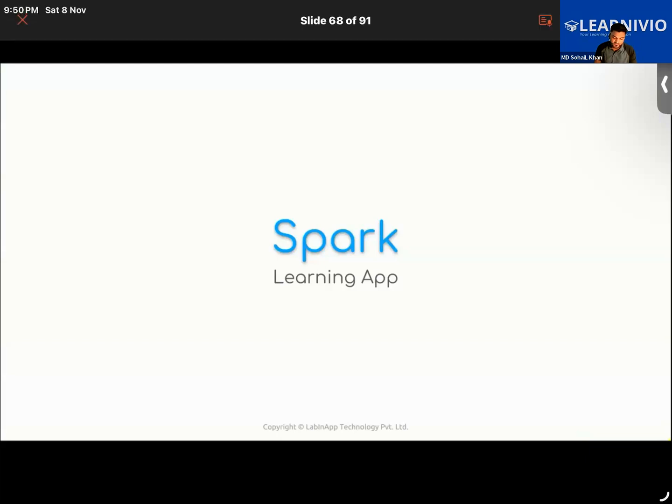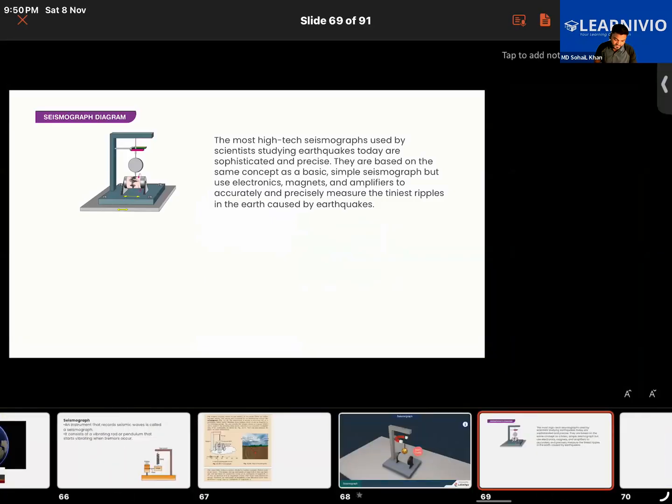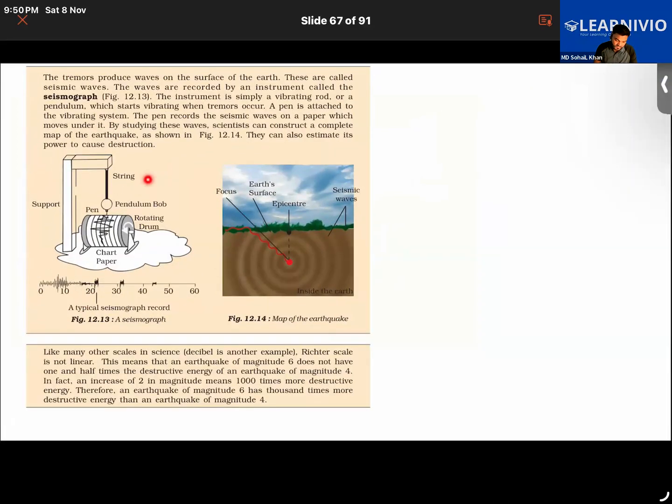Okay, so that line graph will later be analyzed and then the magnitude of it is decided. Following is an excerpt from the book, where it is written that the tremors produce waves on the surface of the earth. The tremors basically produce waves on the surface of the earth. These are called seismic waves. So these waves that you're seeing here now, these are called seismic waves. And they are recorded by an instrument called a seismograph. So the seismograph is basically recording the seismic waves.